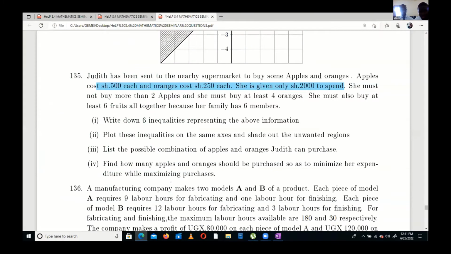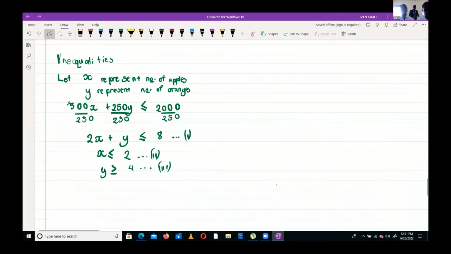The question also continues to say she must also buy at least 6 fruits altogether because her family has 6 members. If her family has 6 members, that means the total number of fruits will be x plus y, and this must be at least 6. Therefore, x plus y is greater than or equal to 6, so that everyone in our family can get the fruits. So they want us to derive 6 inequalities.